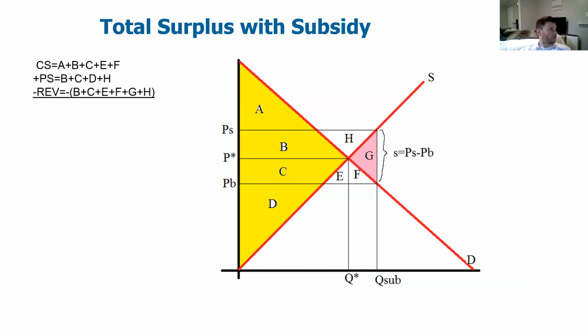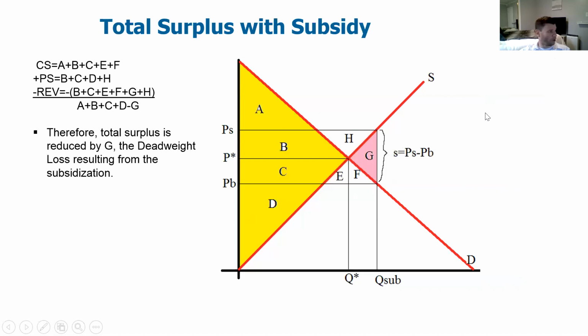Okay, so once we account for the total surplus with this negative revenue piece in here, you can see that the total surplus now is A, B, C, D minus that area G. So it has indeed shrunk relative to the size of the total surplus pie in the market equilibrium at Q star. Okay, so we see some deadweight loss here.